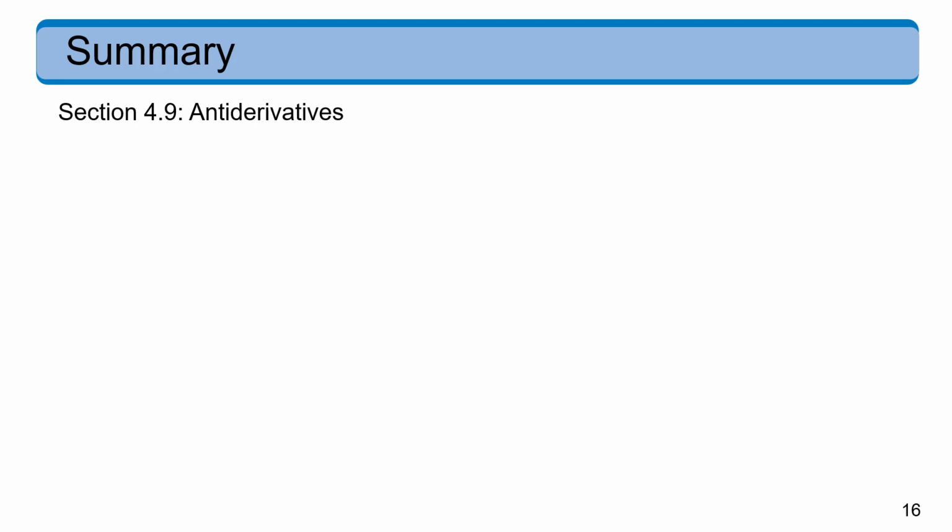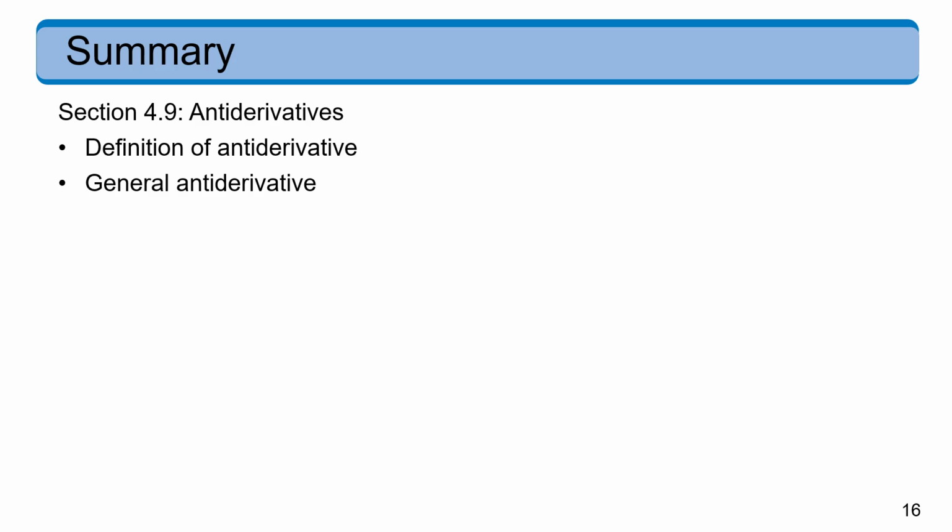So today we covered all of section 4.9, which is on antiderivatives. First we defined what an antiderivative is, and then the concept of a general antiderivative. So the main idea here is the general antiderivative is a formula that represents every single antiderivative to a given function. So we also found the way to find it is you start by finding one antiderivative and then just add a constant, put plus c at the end, and now you have the formula of the general antiderivative.